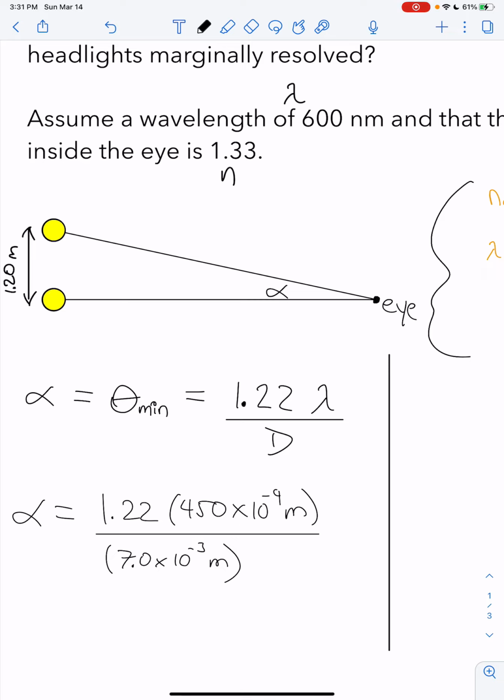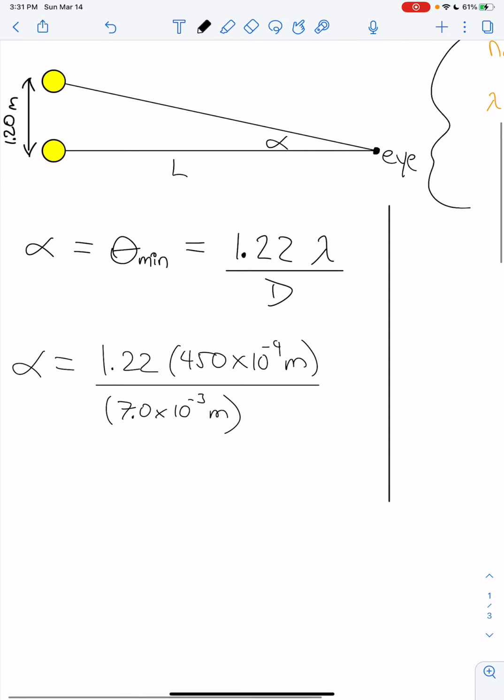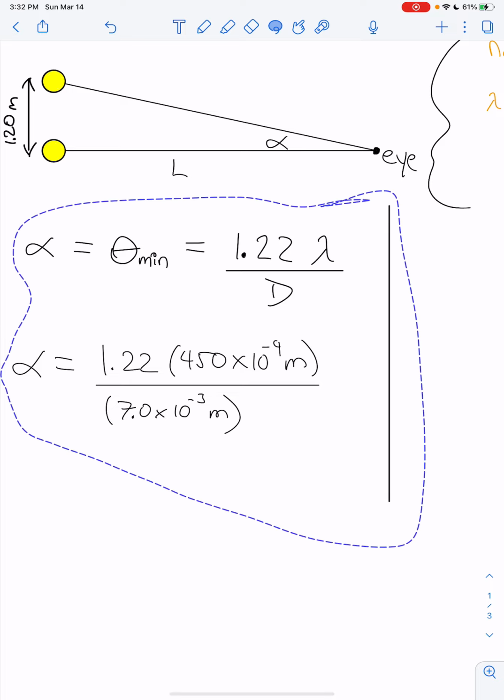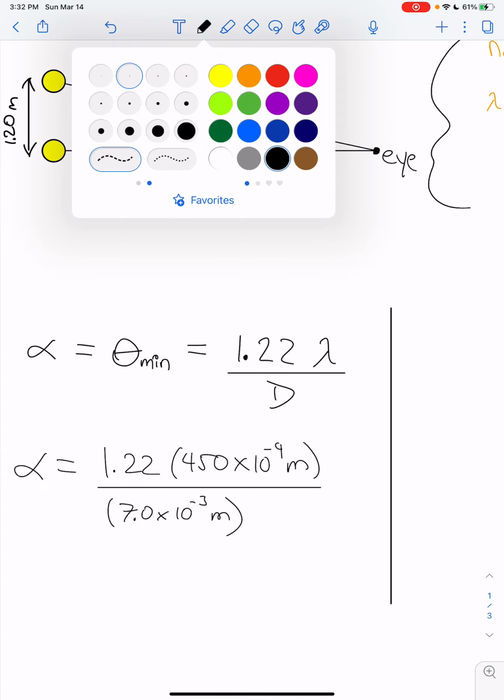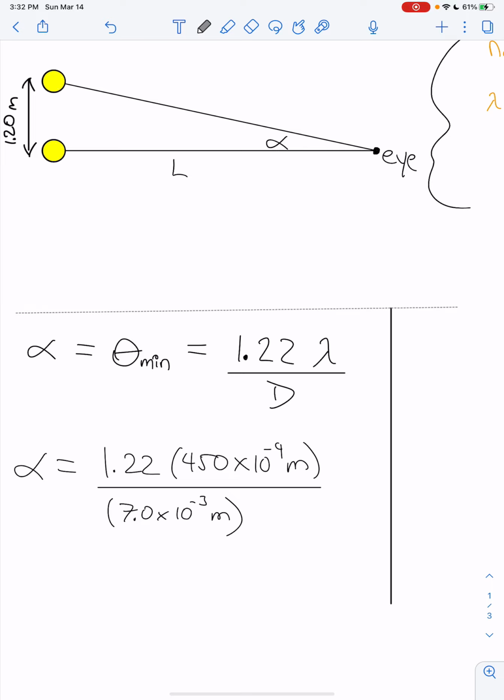And then we've got this one length, which is 1.2 meters, and that's our headlight separation. And then we've got this distance away, which is some value. I can just call this L, and that's what we're actually interested in. We're asking how far away can it be and we still resolve it. So how do we write alpha in terms of these two distances? I'm going to bring this down a little bit, right beside this little diagram, and get this a bit more organized.